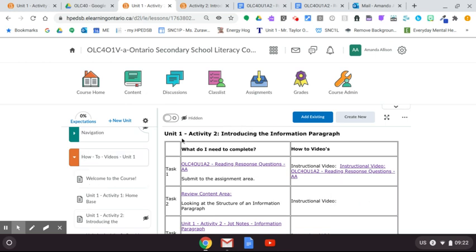All right. So in Unit 1, Activity 2, introducing the information paragraph, there is a part of the content area that I would like for you to review. So I'm going to show you where that is. This is the first time you'll see the content area. So right now you've only had the how-to videos open to you.